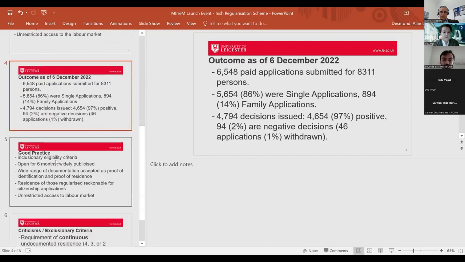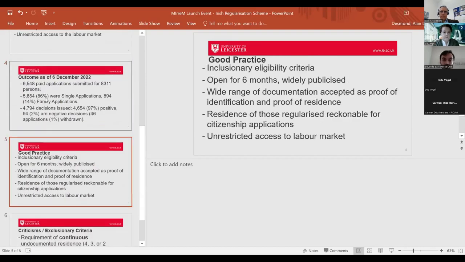So in terms of evaluating the scheme, I think it contains a number of really good practice elements. The eligibility criteria were quite inclusionary. For example, people who had an existing deportation order were entitled to apply. There was no requirement for applicants to have a guarantee of employment after regularization. There was no requirement for any kind of relationship with an Irish citizen in order to apply.